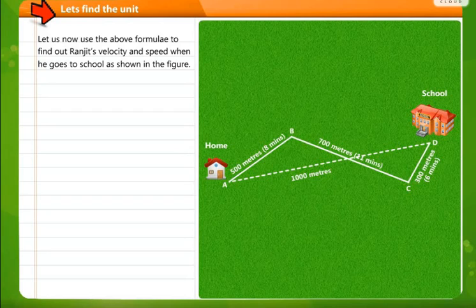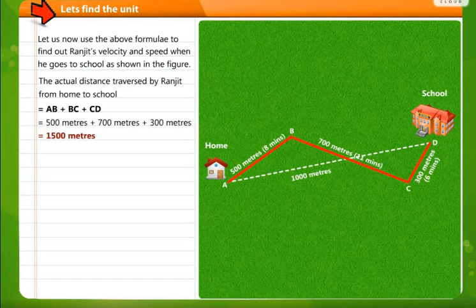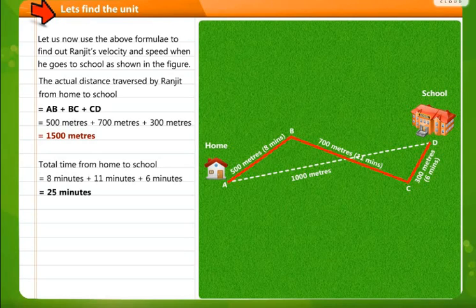Let us now use the above formulae to find out Ranjit's velocity and speed when he goes to school as shown in the figure. You can see the actual distance traversed by Ranjit from home to school is first A to B, B to C and then C to D. That means 500 meters, 700 meters and 300 meters, which is equal to 1500 meters. This is the distance travelled. Now the total time from home to school is 8 minutes, 11 minutes and 6 minutes, that is 25 minutes.